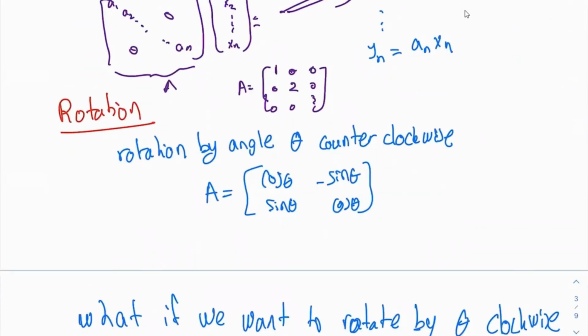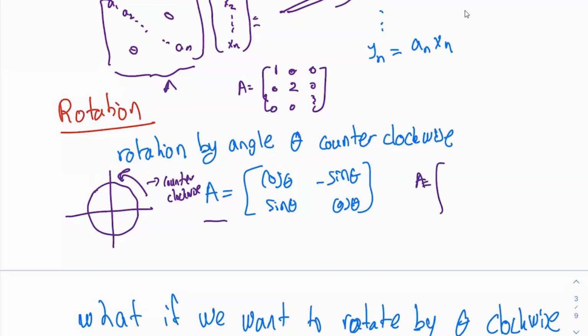This is important. What if we want to rotate the vector x by angle theta counterclockwise? So if we have our unit circle here, counterclockwise means this, right? This is counterclockwise. Then the rotation matrix, which is a very famous matrix, is cosine of theta, negative sine of theta, sine of theta, and cosine of theta. Okay, so for example, if you want to rotate it by 30 degrees counterclockwise, this A becomes root 3 over 2, negative 1/2, 1/2 and root 3 over 2. You just plug 30 in for theta.